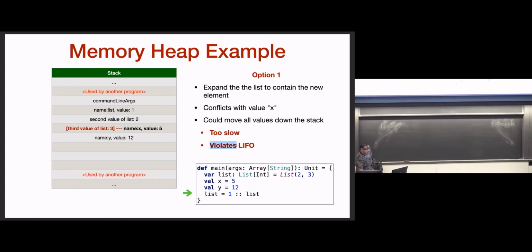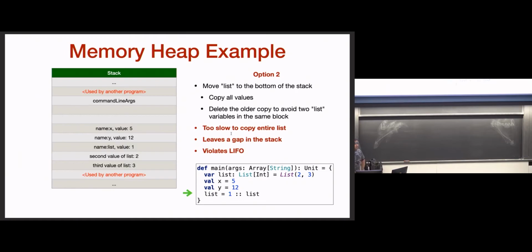And it also violates LIFO, our last in, first out concept of a stack. We're not using this as a stack anymore. We're modifying values right in the middle of the stack. That violates LIFO, and one of the reasons we don't want to violate LIFO is because LIFO is really fast. It's very slow to modify things in the middle because we have to shuffle everything around. It's just not something we want to do.